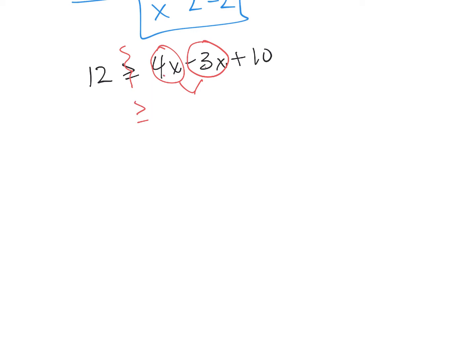I have a +4 and a -3, so that becomes a +1x, right? 4 minus 3 is 1, and we keep our variable x. And then bring down my +10, bring down my 12. I'm going to do the process again. I'm going to circle that variable, draw my little squiggly, bring my inequality down, right?